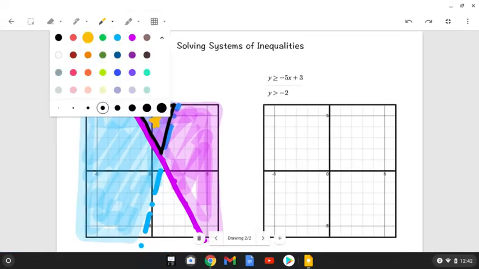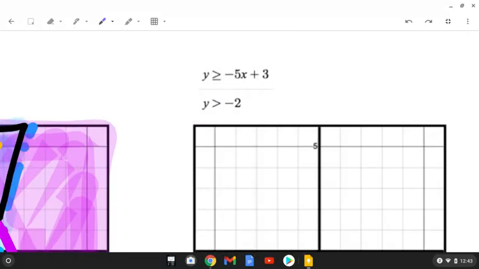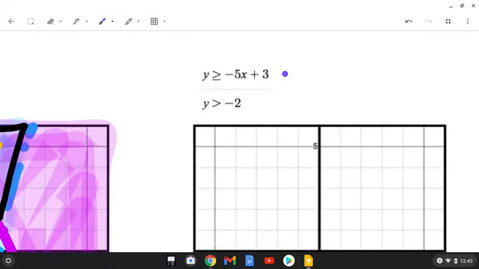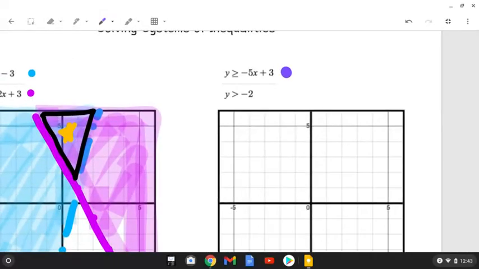I'll leave that over there as you digest that, and we'll do another one. Let's do a different set of colors here. Let's go with this purple-ish color right here, and let's make that a little bit bigger. Okay, so we're going to graph this one as well.